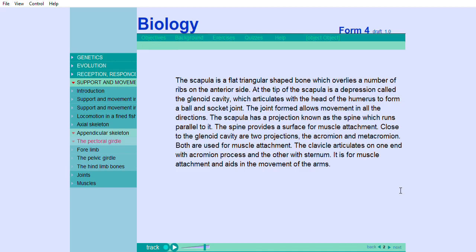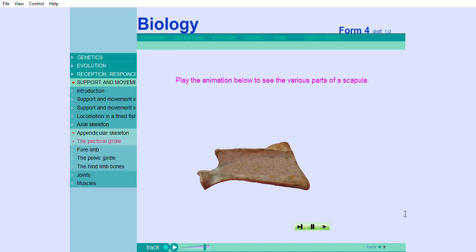The scapula has a projection known as the spine, which runs parallel to it. The spine provides a surface for muscle attachment. Close to the glenoid cavity are two projections, the acromion and metacromion. Both are used for muscle attachment. The clavicle articulates on one end with the acromion process and the other with the sternum. It is for muscle attachment and aids in the movement of the arms. Play the animation below to see the various parts of a scapula.